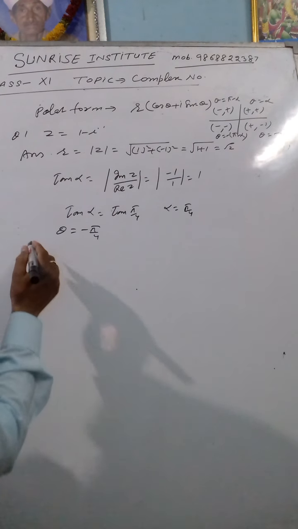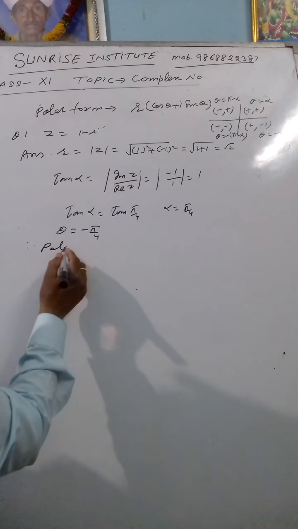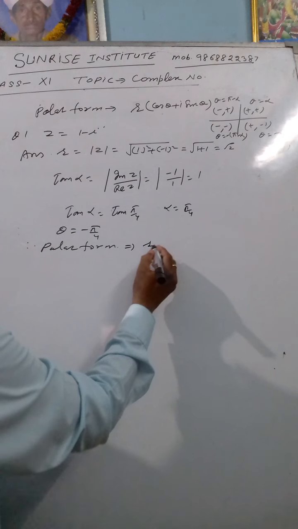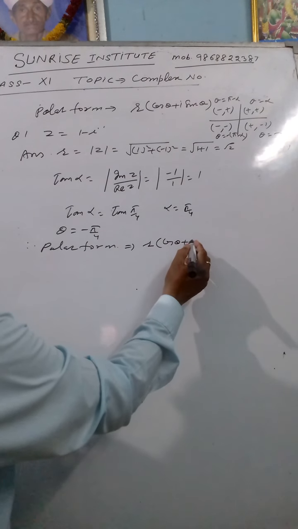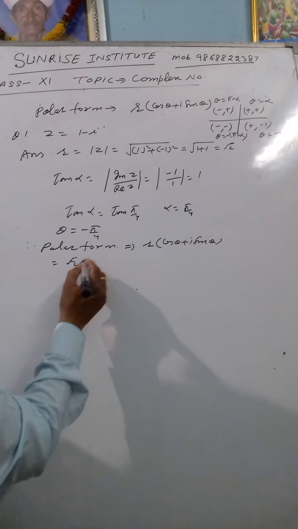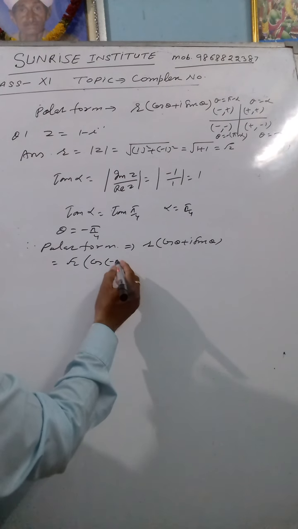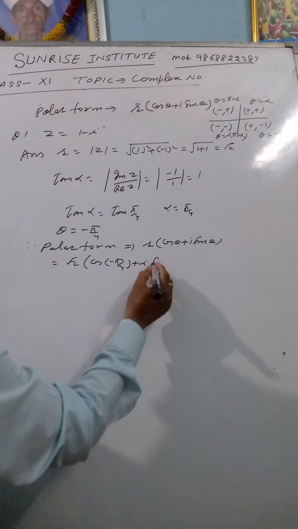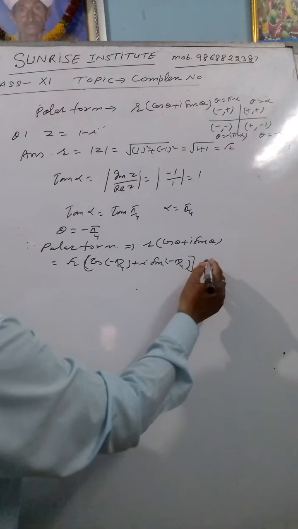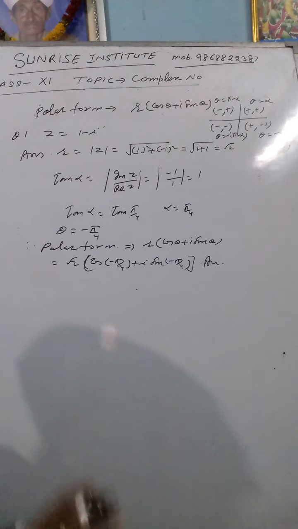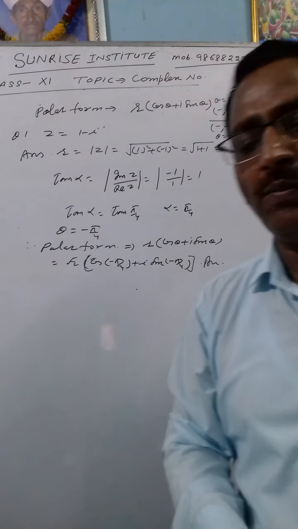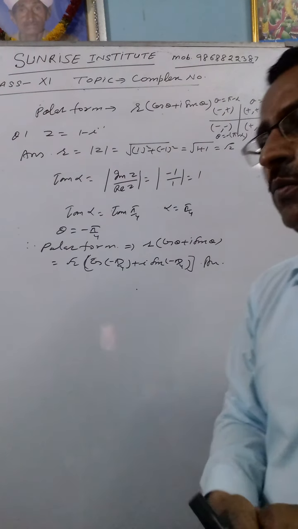Okay, student. Therefore, the polar form is r(cos theta + i sin theta). Then we have root 2 (cos(-pi/4) + i sin(-pi/4)). That is your answer. Okay, students, take some examples based on the polar form.